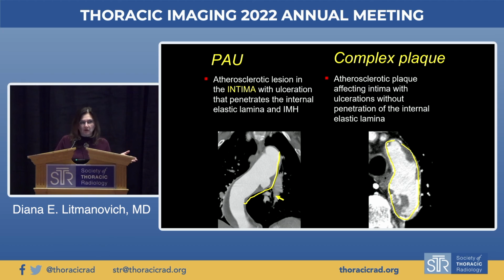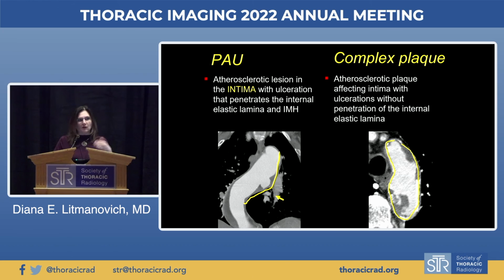The last but not least is the penetrating atherosclerotic ulcer. This is part of the acute aortic syndrome, and very often the clinical presentation is identical to dissection. Patients present with sharp chest pain, and on imaging, what we are looking for is atherosclerotic disease with a lesion, with a penetration of the internal elastic lamina. And very often, or almost invariably, the acute cases are associated with intramural hematoma.